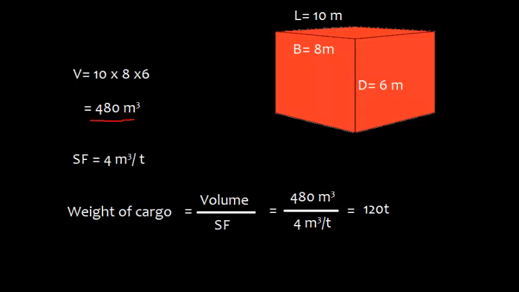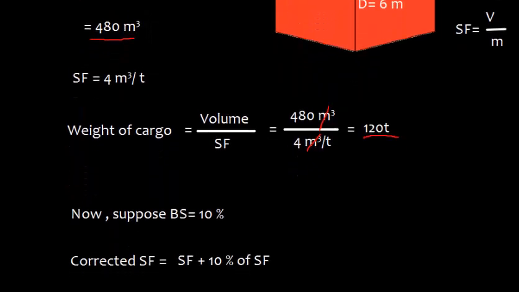It's very easy to understand. Density is equal to mass over volume, so the stowage factor is the reciprocal of density, which is volume over mass. Instead of mass, we can represent it as weight of cargo. So weight of cargo is volume over the stowage factor. From this relationship, you can figure it out. Volume is 480 cubic meter and the stowage factor is 4 cubic meter per ton. If you write the unit, then it's very easy. Cubic meter and cubic meter get cancelled, so I get 120 ton.